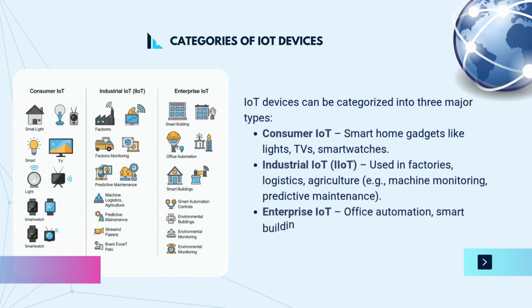2. Industrial IoT, or IIoT. This is used in factories, manufacturing plants, logistics, and agriculture. Here, IoT enables machine health monitoring, predictive maintenance, and real-time alerts. 3. Enterprise IoT. Think about smart buildings, connected offices, or energy-efficient corporate campuses. Sensors monitor everything from temperature to motion to light usage, helping optimize resources.